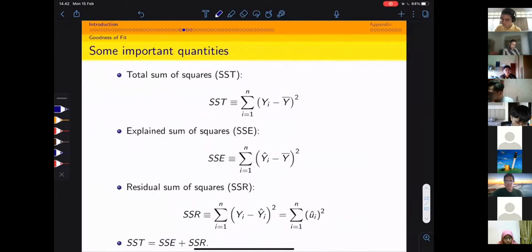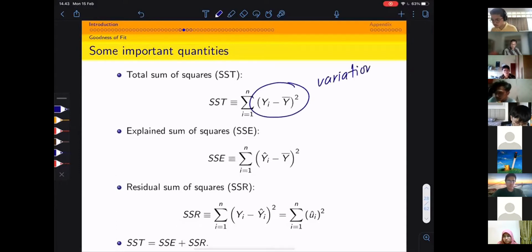Okay, good. There are some important quantities that we care about. The first one is the total sum of squares. This is the variation of the dependent variable, which is the variation of y.